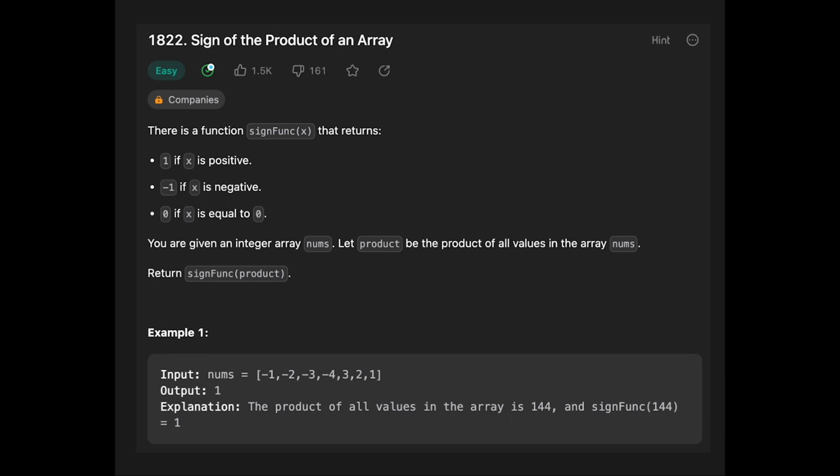Hey everyone, today we are going to solve the LeetCode question, sign of the product of an array.